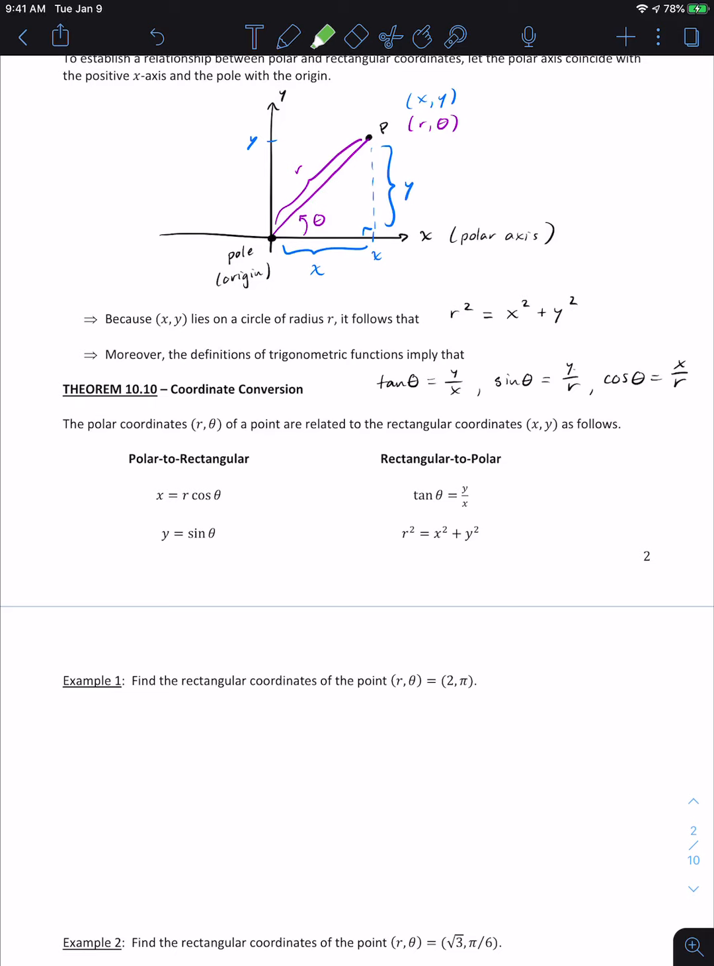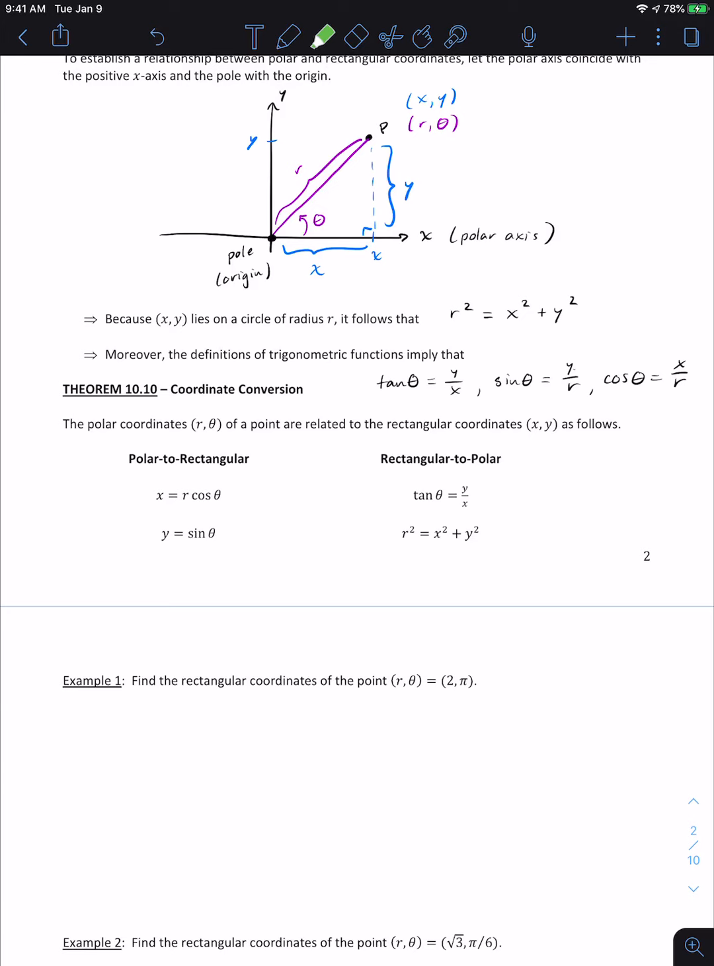The theorem is telling us that if I have a polar point that's (r, theta) and a rectangular point that is (x, y), if I want to go from polar to rectangular, I use x equals r cosine theta, coming from right here. If I want to find my y, from right here I get y equals r sine theta. If I want to go from rectangular to polar, I can get theta through x and y like that, and I can get r through the Pythagorean theorem just like that.